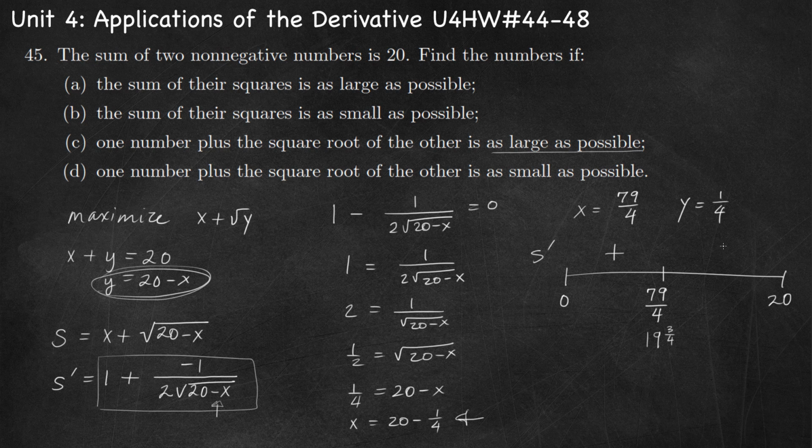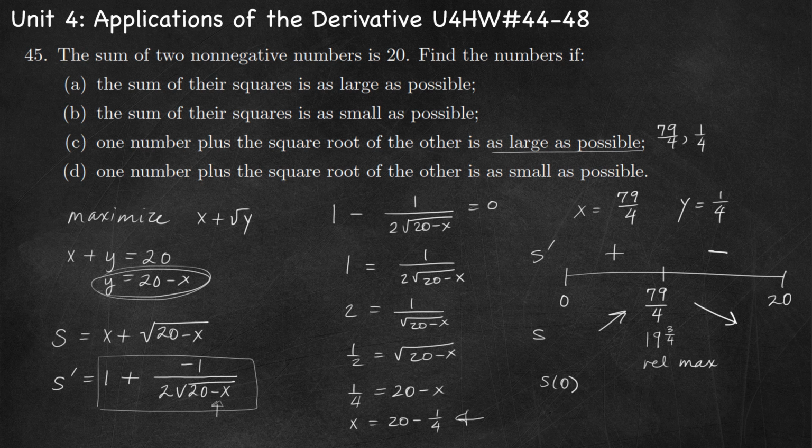Okay, so I'm going to use my calculator and check at like 19.9. And that is negative. So that tells me that S is increasing until we hit that critical point and then decreasing after that. So we have a relative max here. And it has to be the absolute max because there are no other turning points. So to make this sum as large as possible, the numbers are going to have to be 79 over 4 and 1/4.